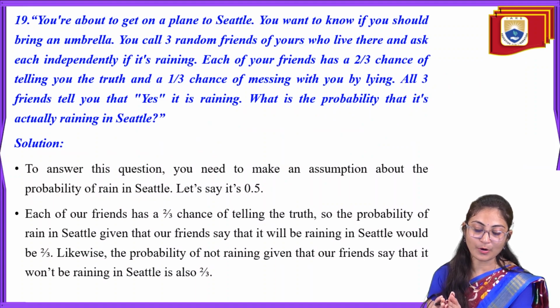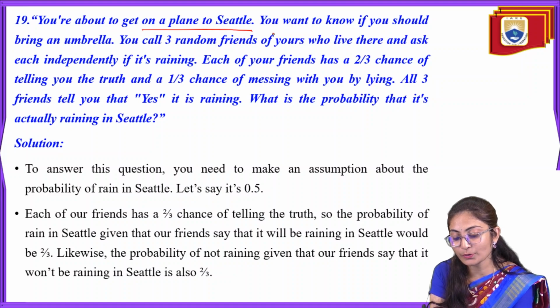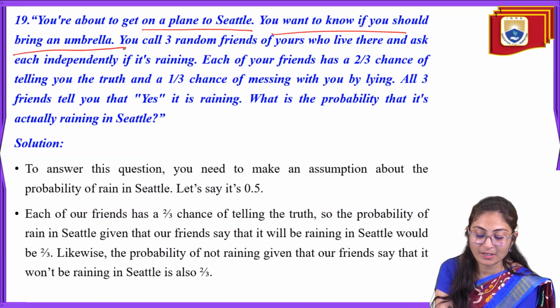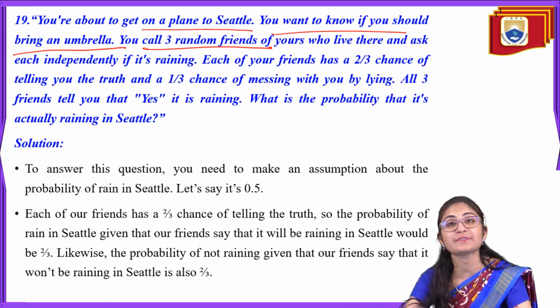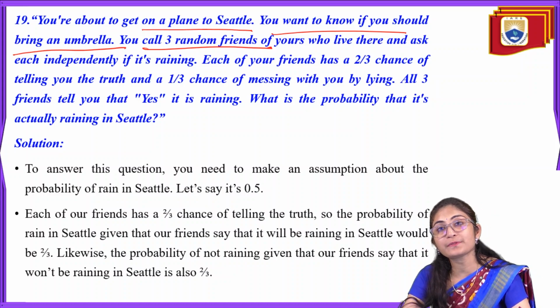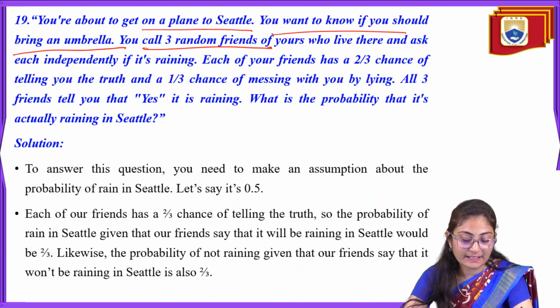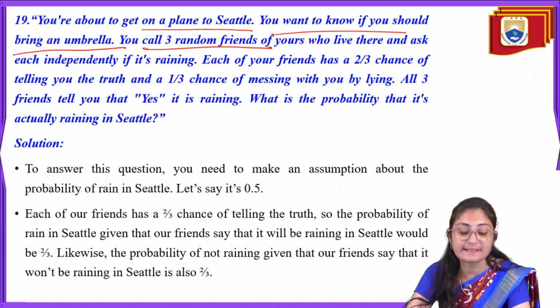Now you are about to get on a plane to Seattle. You want to know if you should bring an umbrella. You call 3 random friends of yours who live there and ask each independently if it's raining. Each of your friends has 2/3 chance of telling you the truth and 1/3 chance of messing with you with a lie. So all 3 friends tell you that yes, it's raining. What is the probability that it's actually raining in Seattle?